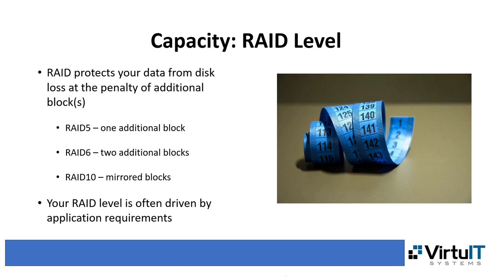RAID 6 tends to be for applications that have low IOP profiles because there's a lot of overhead in creating RAID 6, and so it doesn't typically yield terrific performance. RAID 5 is really a compromise of those two. With only the one additional block, we can still get some pretty good performance out of RAID 5 and still get some good disk utilization.